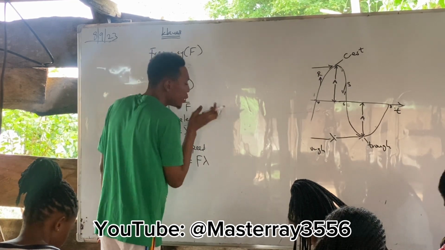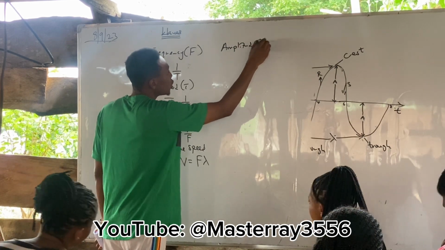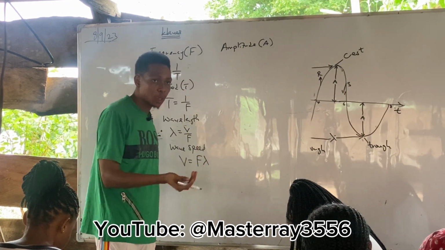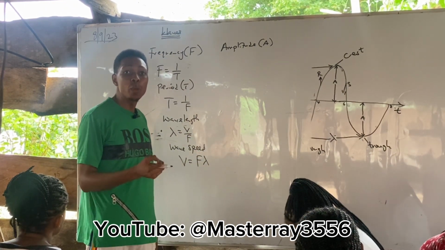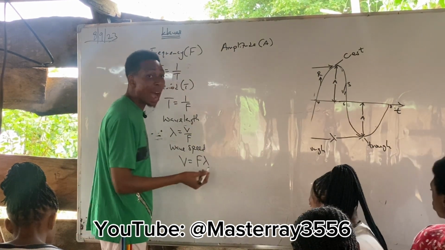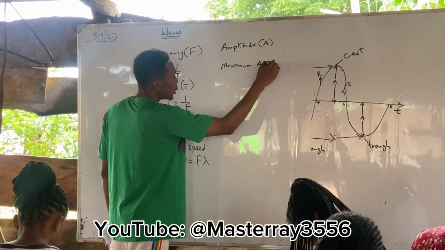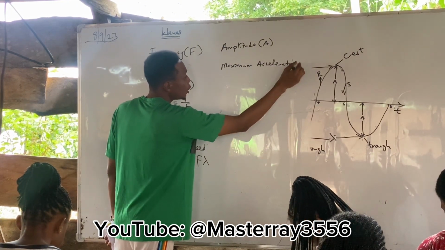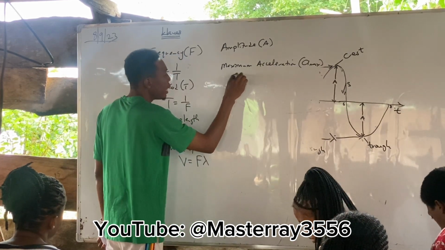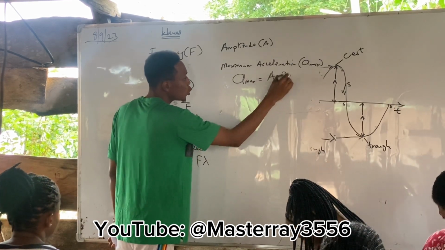Then there's another one, which is amplitude. Take note, your amplitude does not have a specific formula in your wave equation. They can determine it from your wave equation. Just that most of the times, they might ask you to look for maximum acceleration. Maximum acceleration, that is your A max. So your A max is equal to A omega squared.